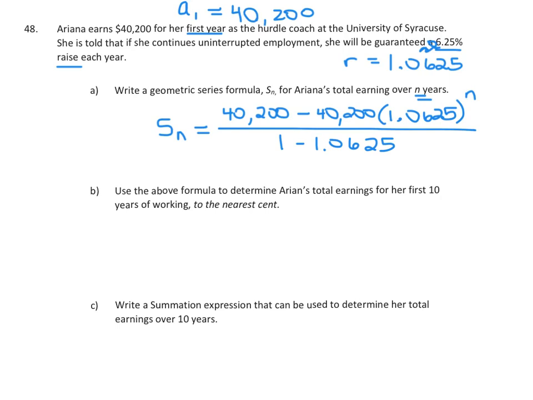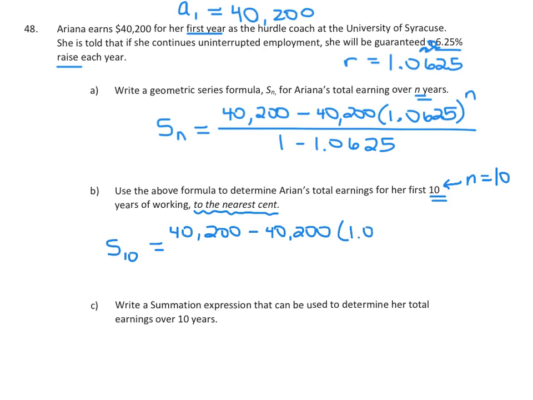Okay, part B, use the formula above. So use this formula to determine Ariana's total earnings for her first 10 years of working. So here they're telling us that we're going to substitute the n with 10. Okay, and then plug it in your calculator and round to the nearest cent. All right, so we're going to find S sub 10. And you want to show this work on your paper. Don't just plug it in the calculator. You want to show where you're getting your answer from. All right, so we're taking the equation from part A, and wherever we see an n, we're just going to replace it with 10.